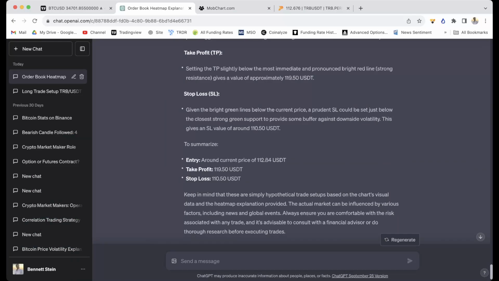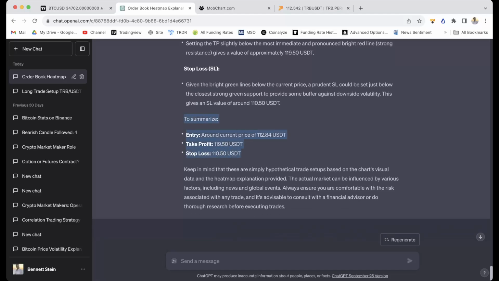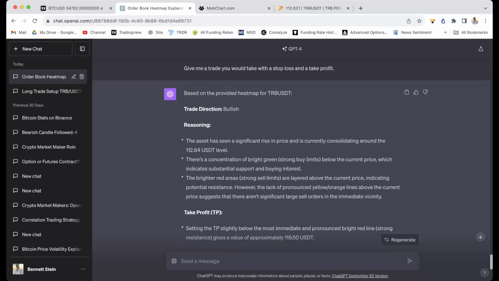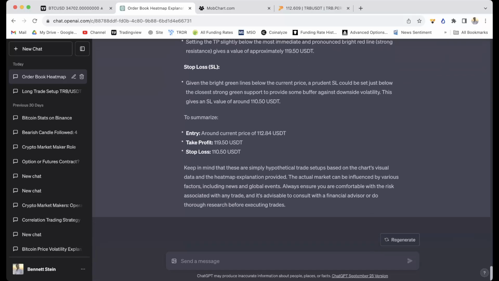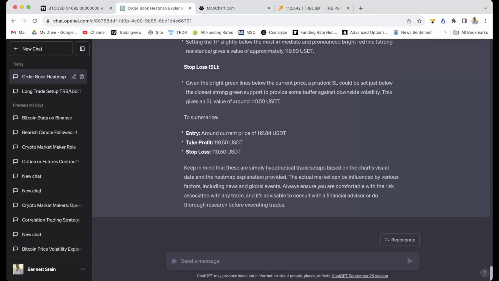Very tight stop loss. So it wants me to buy right now and have a take profit at 119.5 and a stop loss at 110.5. And I like how well it's summarized this as well. This has a very good risk reward, but I think that this would have worked a lot better on something like Bitcoin, because I think 110.5 is very likely to be hit, but this really does want me to long it.